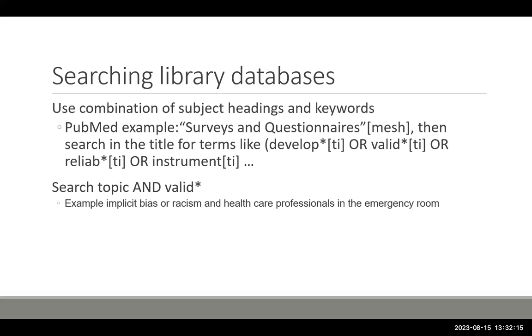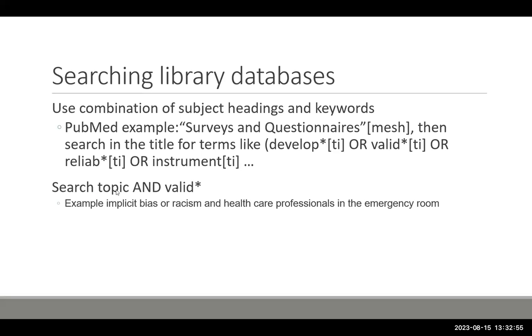And then I can even do a search for a particular kind, like a broader search. I think I took this example from a colleague of mine. In PubMed, what she did was she used the subject heading, the MeSH term, surveys and questionnaires. Then she did a search for develop, that's what that TI means, or valid TI, or reliable TI, instrument. You can keep adding in words. Then she did a star, which is the truncation symbol, so that picks up develops, development.